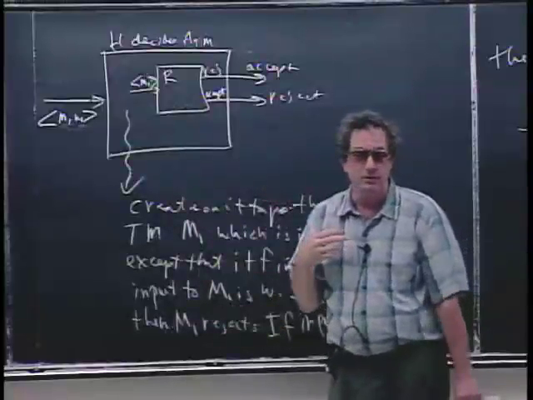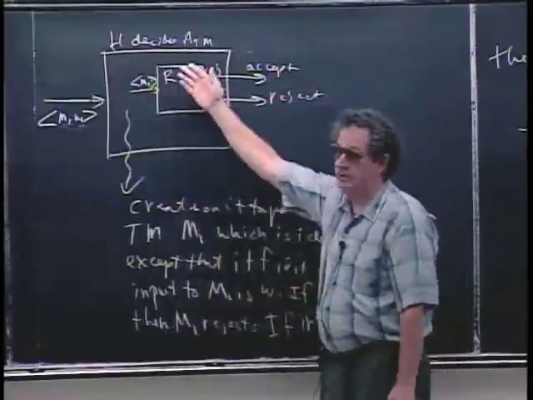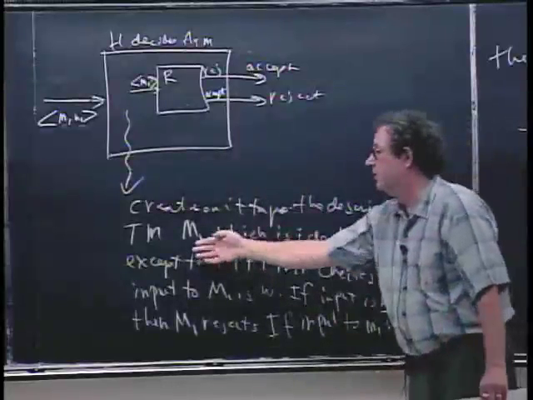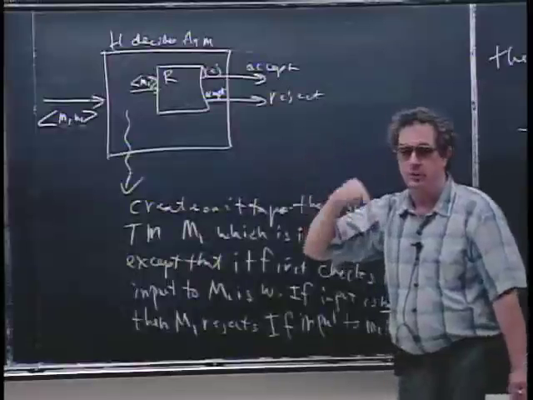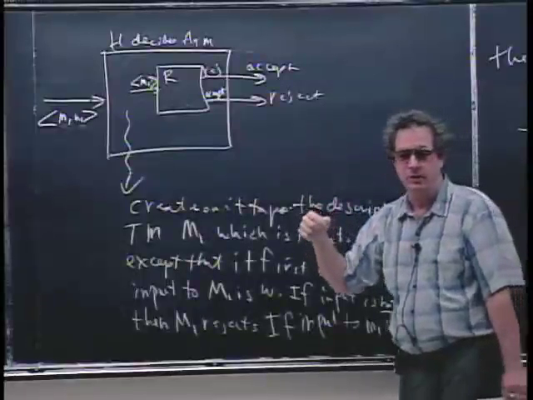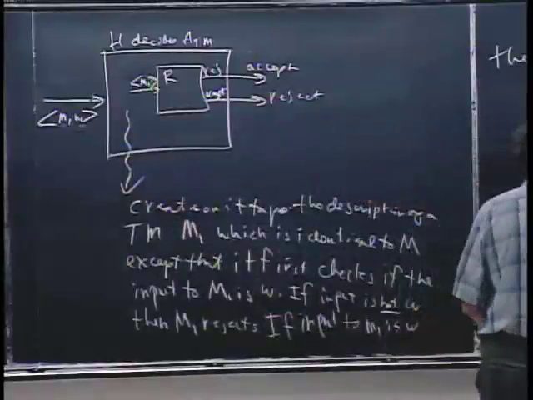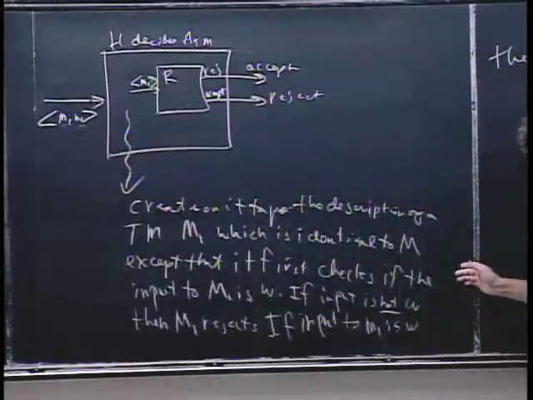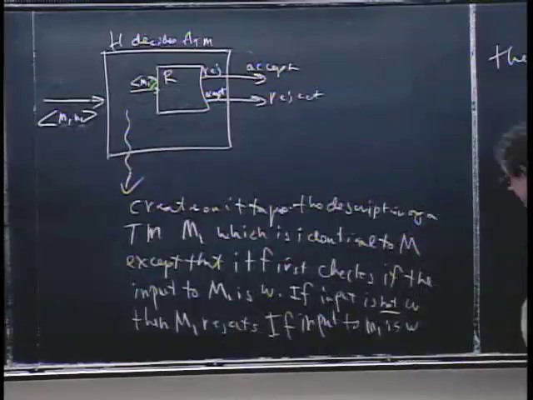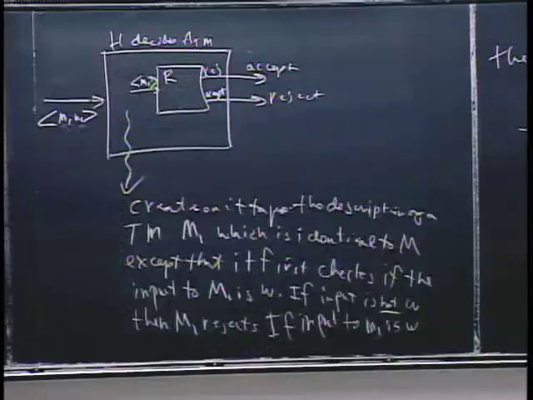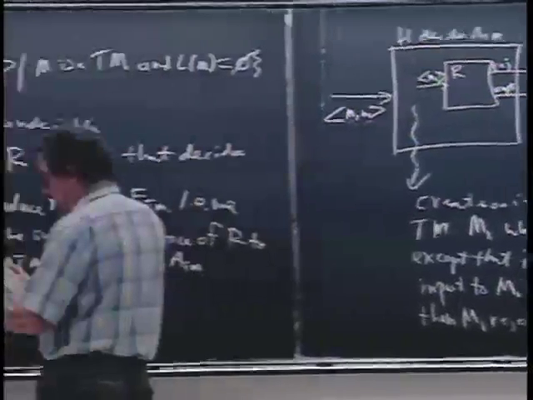But we're the humans, we're just describing what H does. And so we aren't creating M1. H has to create M1. What we're doing is arguing that there is such an H that can create M1. Any questions on this? Okay, so this one, deciding whether it's empty, is undecidable. And now let me give you another one.